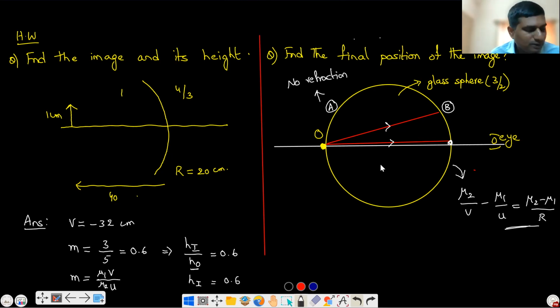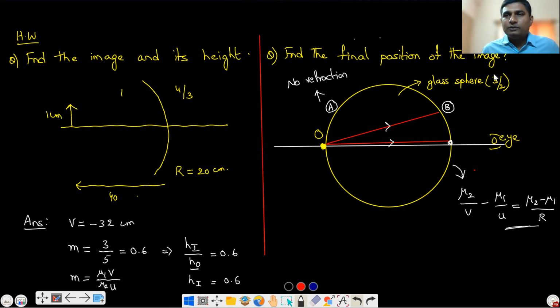I know the formula mu2 by v minus mu1 by u equal to mu2 minus mu1 by r. That's it. There's no point in learning that formula alone without practicing. This is physics, it's not a theoretical subject. You have to practice. If you don't practice, then there is no point. You will not understand. Even if you hear 100 times, you have to practice. You have to put pen on the paper. I don't know how many people are writing the notes also.